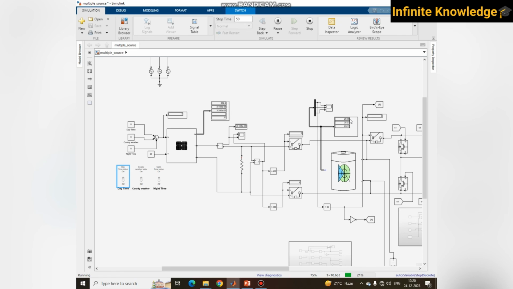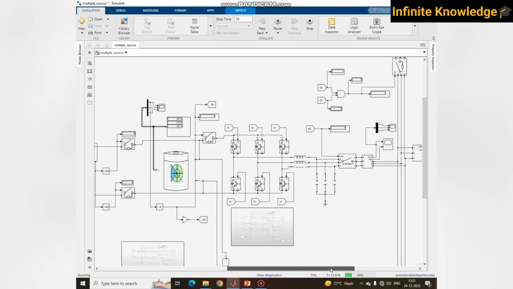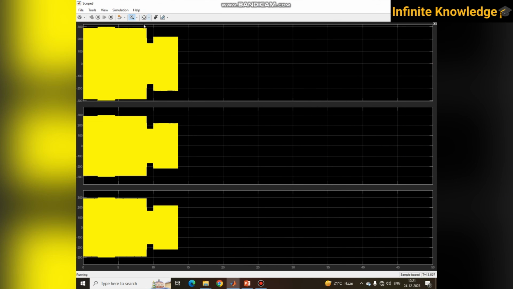That's why your battery is continuously discharged. Due to discharging your battery, your breaker is turning off, and whenever this breaker is turned on, it finally switches over to grid. So for both conditions it is working perfectly.